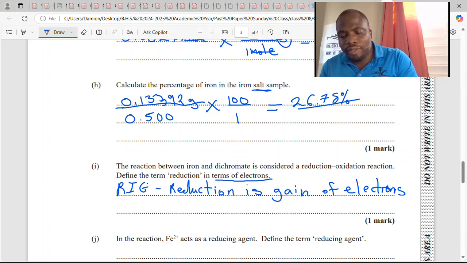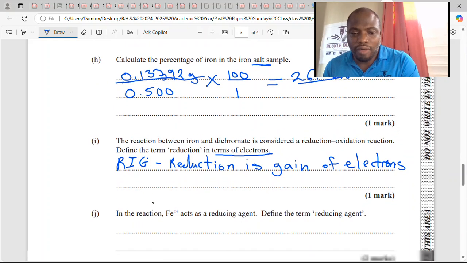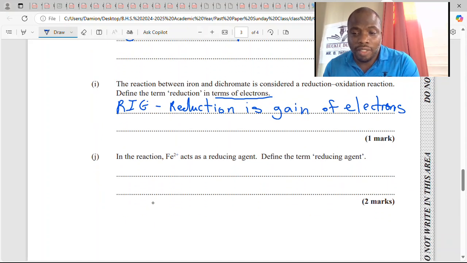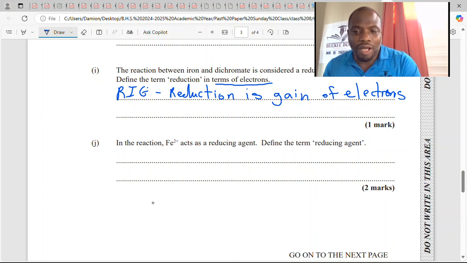So this is a prime example I was talking to you about when I had the class. They will use these little things for you to gain a 1 mark. So again, this is what they do. I'm at J, all the way at J. In the reaction, Fe2+ acts as a reducing agent, which we already knew, right?